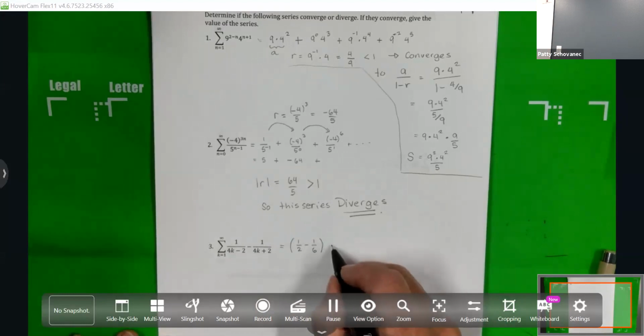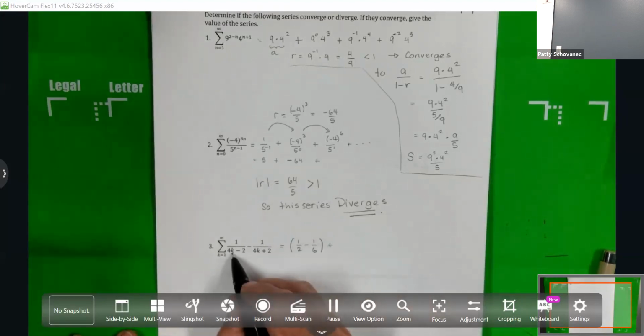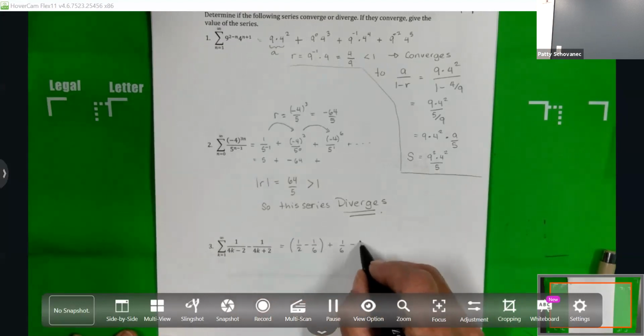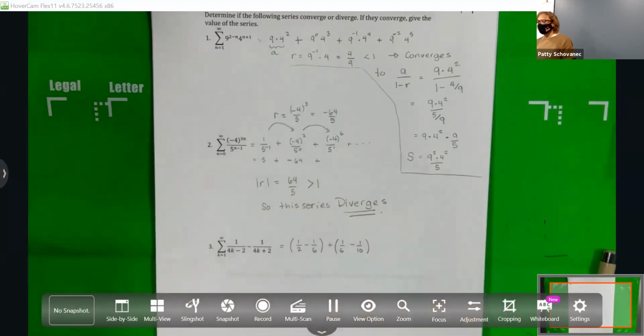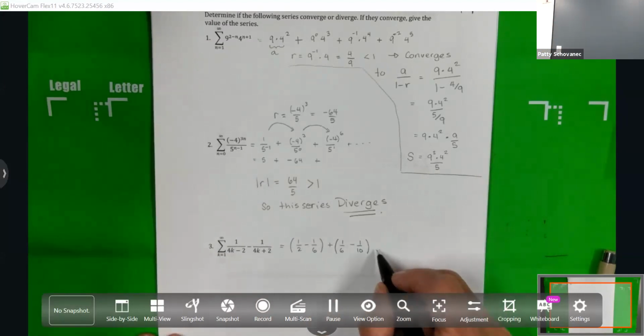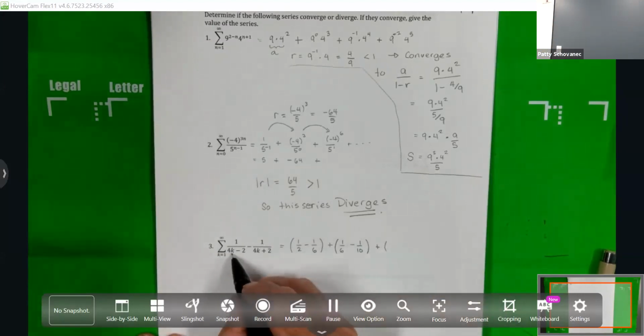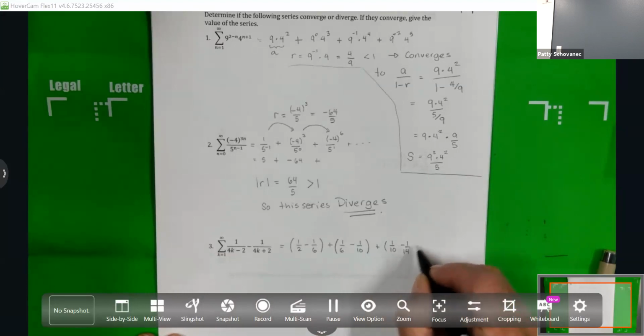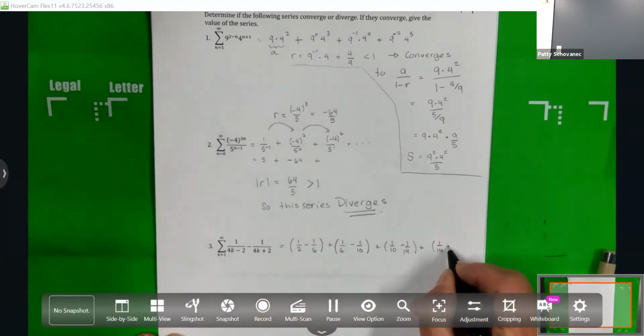Now k is 2 to get the second term. 2 times 4 is 8, minus 2 is 6. 8 plus 2 is 10, so I have 1/6 minus 1/10 as the second term. Now k is 3. 3 times 4 is 12, minus 2 is 10. And then 12 plus 2 is 14. And let's go one more. I've got room for one more term. K is 4. So 16 minus 2 gives me 14. 1 over 14 then. And then 16 plus 2 is 18.